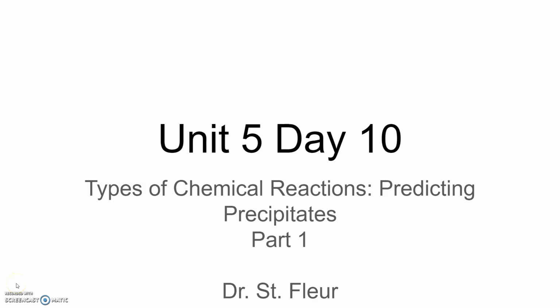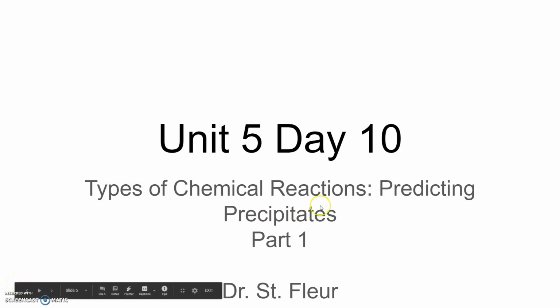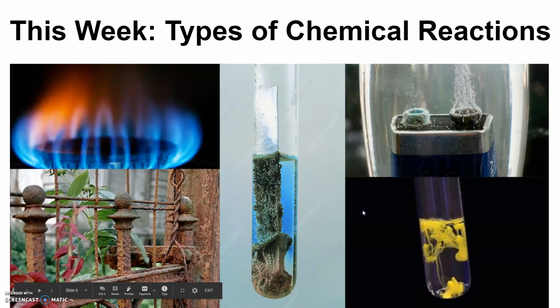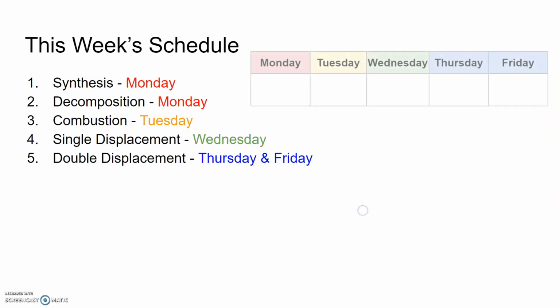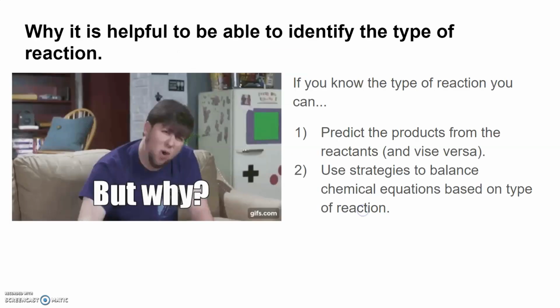Hi, welcome to Unit 5, Day 10, Types of Chemical Reactions. This is Predicting Precipitates. So this week we've been learning about the 5 different types of chemical reactions. And we have covered all 5 types. And yesterday we started learning about double displacement reactions, and we're going to continue that today.